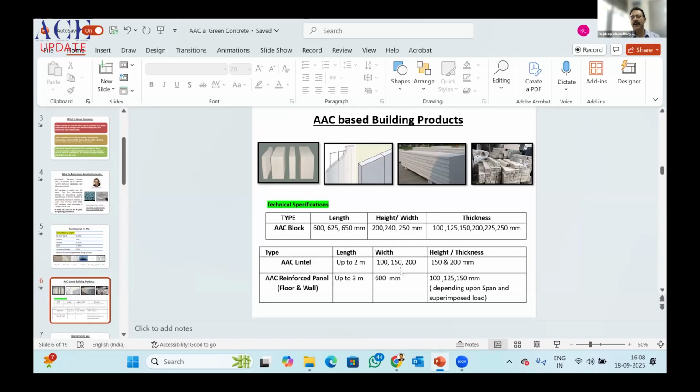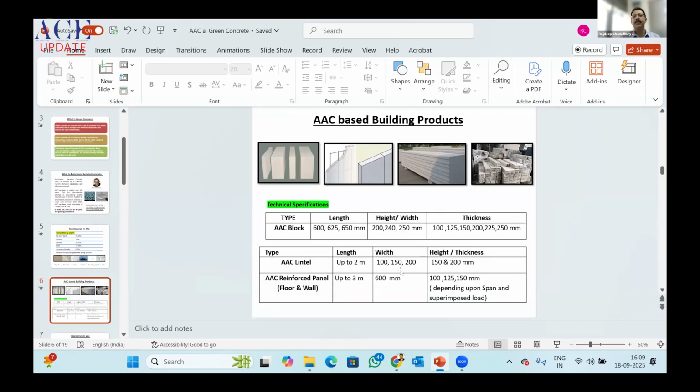Now, with the conventional brick, you've been using only 9-inch, 4.5-inch, and 3-inch. So there are three fixed dimensions, and it does not have the flexibility to go beyond that. But here it's something different. You've got a length of 600 to 650, which is a wider size, and a height of 200 to 250. And you can see the range of thicknesses, 100 to 250 and more than that. In fact, 300 also we can produce.